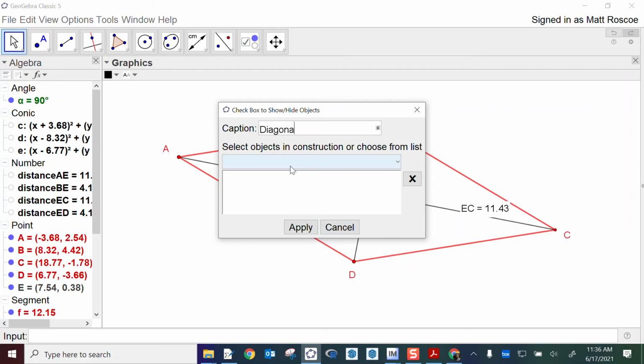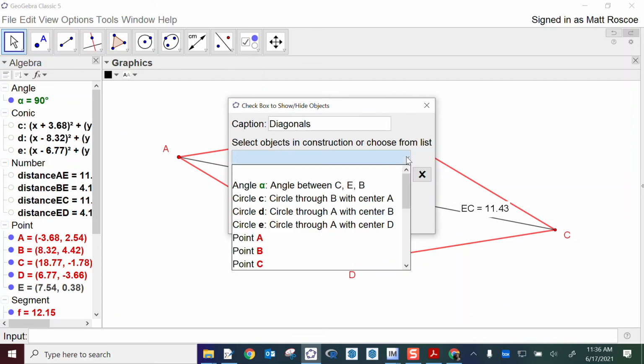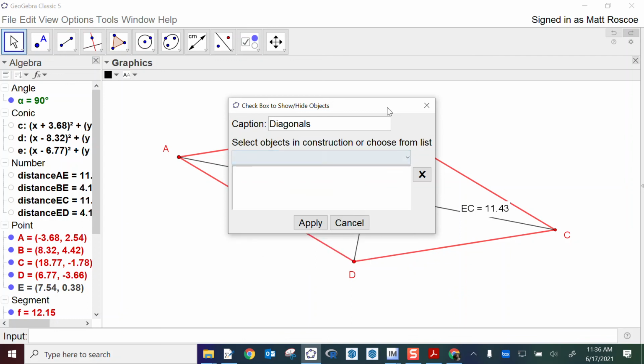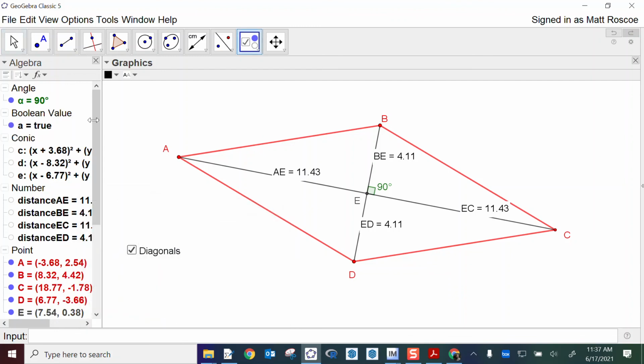diagonals. And then what do we want? It says select objects in construction or choose from a list. This is the list of all the objects in the construction. You can choose those, but usually what I do is drag this off to the side, and I click on the things I want to include. So segment J and segment K are the two diagonals. And then I'm going to include point E where the diagonals meet, and I'll hit apply. And so I get this checkbox that, when I use my move tool, is going to show and hide those diagonals, which is kind of cool.